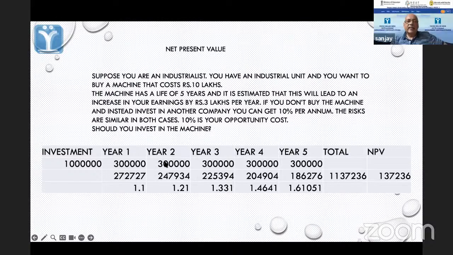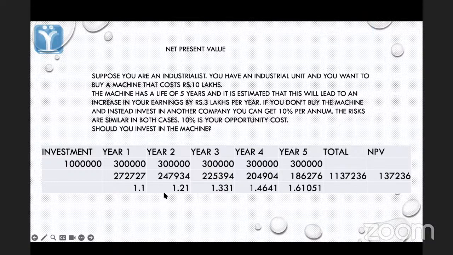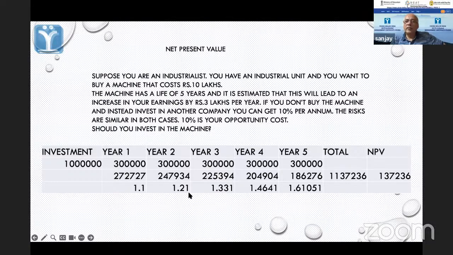Okay. Then in that case, year 2, money which comes in year 2, this is coming after 2 years. So instead of dividing by 1.1, I will divide by 1.1 squared, which is 1.21. So when I divide 3 lakhs by 1.21, I'll get 2,47,934, which basically means that it is less than the 272 that I got here today.